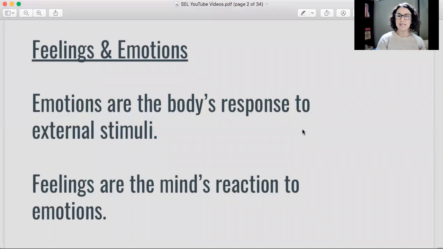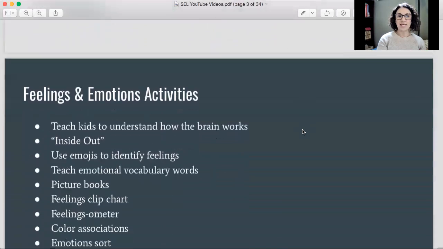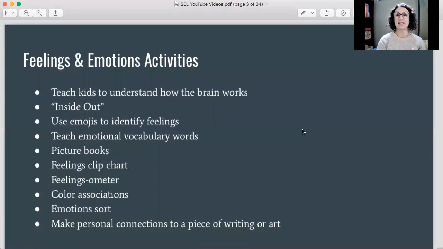So that's the easiest way we can put it to differentiate between these two. Our emotions are what our body does in response to stimuli or sensory input. Feelings are then what our mind does in response to what our body does. All right, so let's talk through some activities. And like I said, there are so many activities that we could do, but here are some great ones.